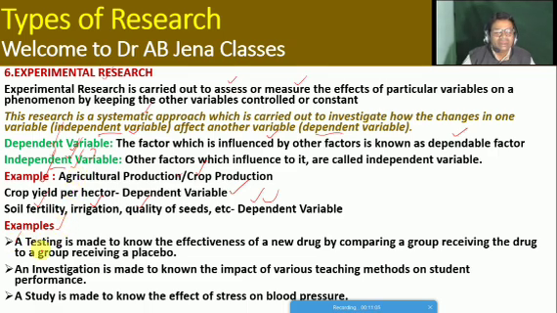The first example: suppose a test is made to know the effectiveness of a new drug by comparing a group receiving the drug to a group receiving a placebo. Second example: an investigation is made to know the impact of various teaching methods on student performance. Third example of experimental research: a study is made to know the effect of stress on blood pressure. So these are the examples of experimental research.